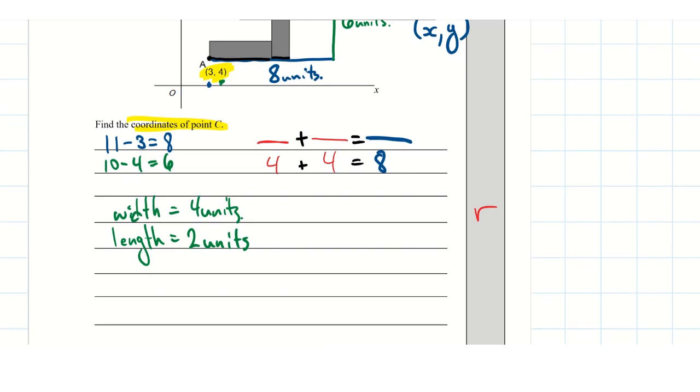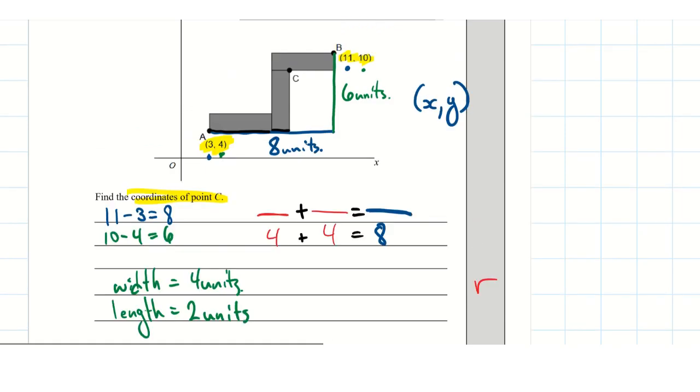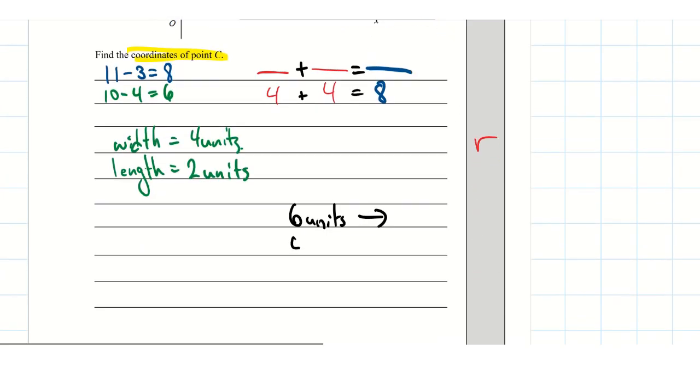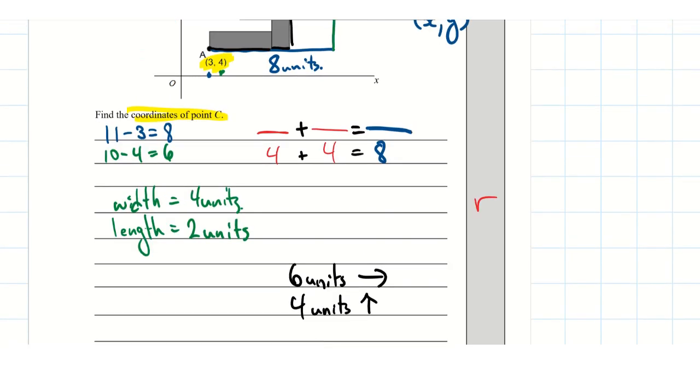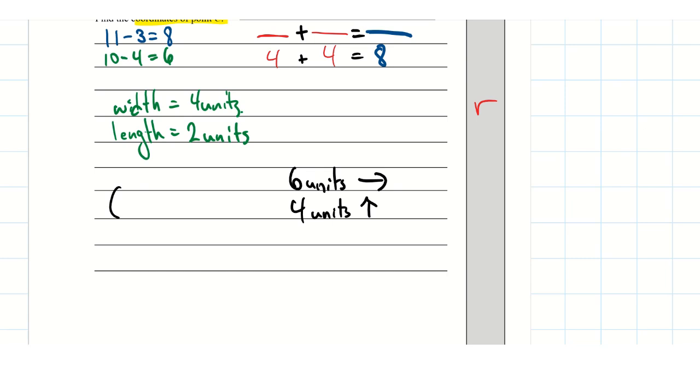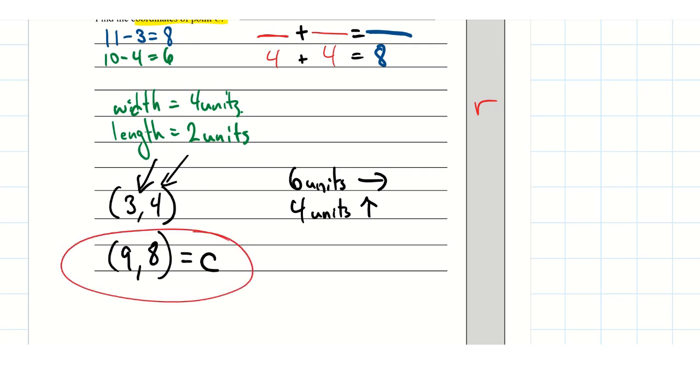So I'm going 6 units to the right, and then I'm going 4 units up. If I'm starting from this point, 3, 4, and I want to go 6 units to the right, I'm going to add 6 to this number right here. So I'm going to come out with 9. And then I want to go 4 units up, so I'm going to add 4 to this, and I get 8. So C is at the location (9, 8).